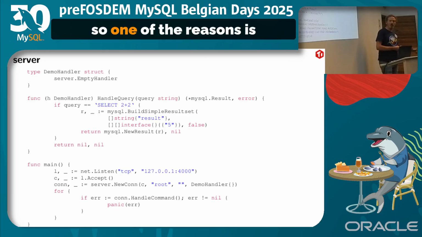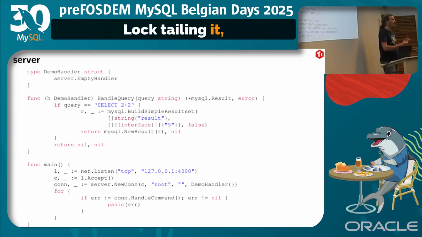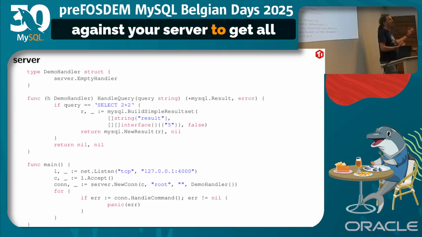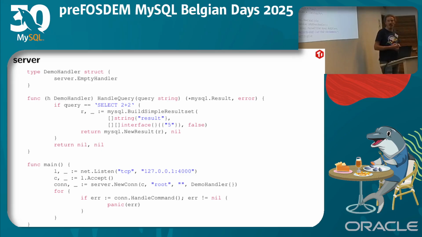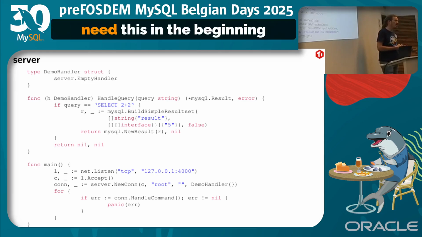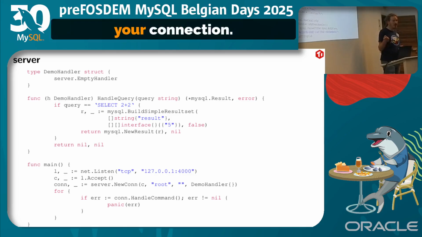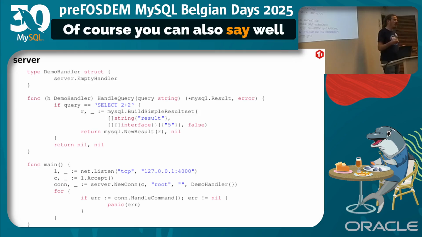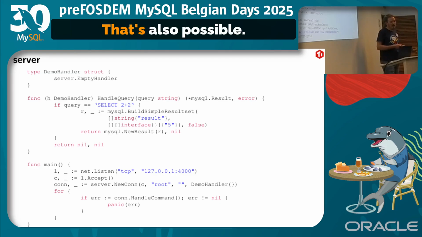Yeah, one of the reasons is that this library, besides only doing the binary log tailing, can also run a MySQL dump against your server to get all the information from the beginning. That's why it might need this in the beginning, at the same level as the configuration of your connection. Of course, you can also say, I want all events, and later on I'm checking if it's the right table. That's also possible.